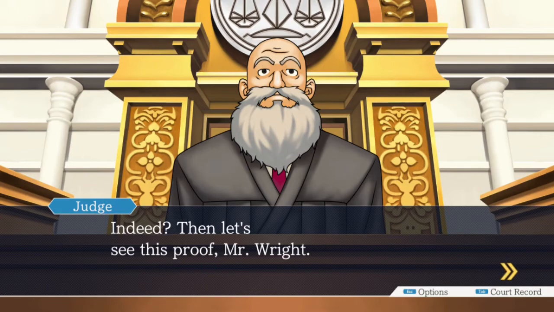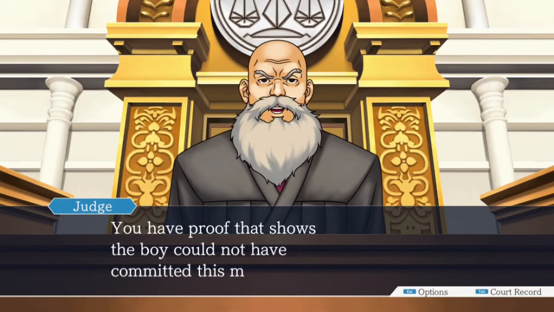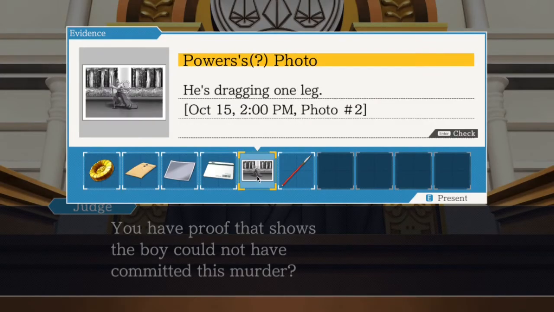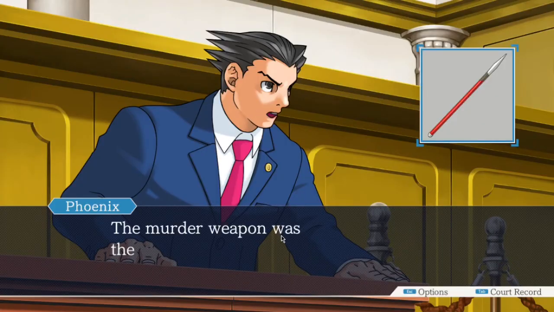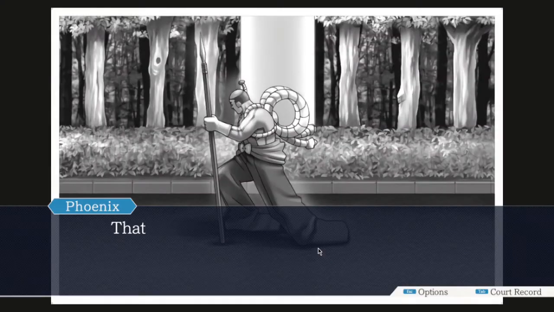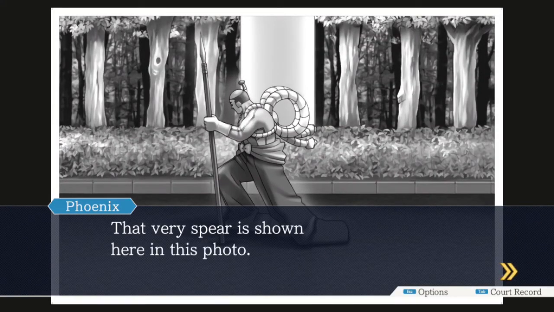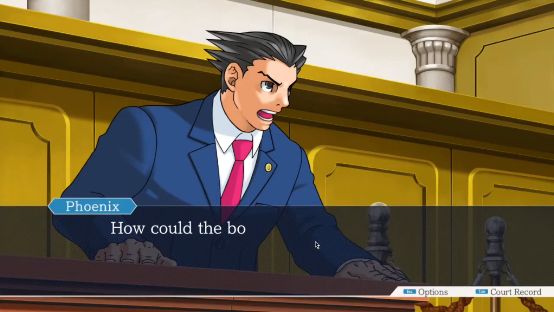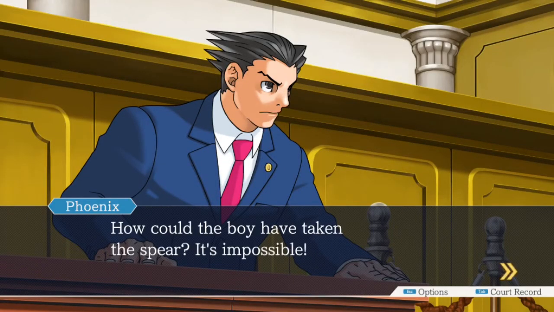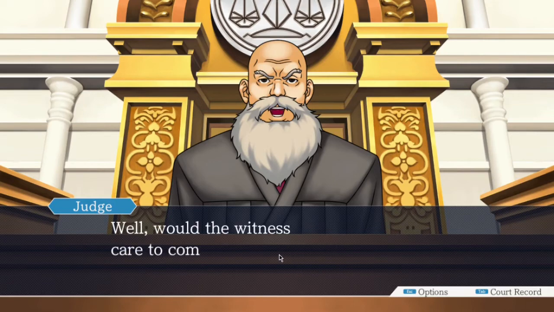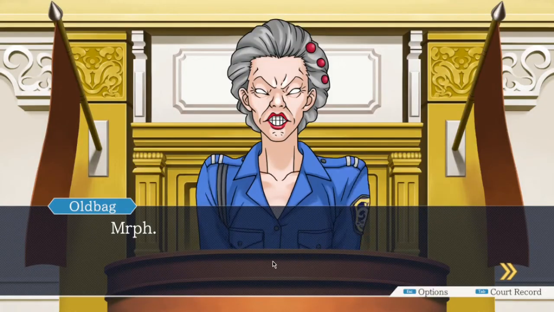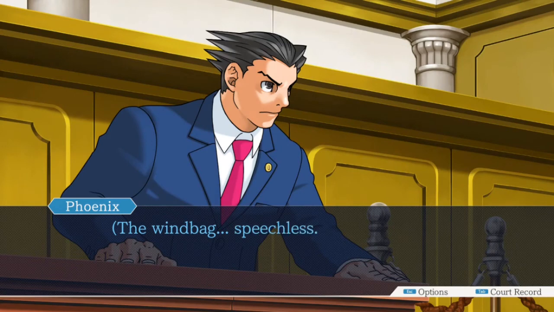Indeed, then let's see this proof, Mr. Wright. You have proof that shows the boy could not have committed this murder? The photo itself. Your Honor, the murder weapon was a samurai spear. That very spear is shown here in the photo. How could the boy have taken the spear? It's impossible. Yes, just forget how we accused the boy earlier, please. Well, what does the witness care to comment on this? Windbag, speechless. This has got to be a first.